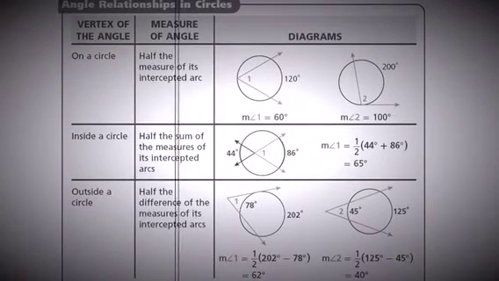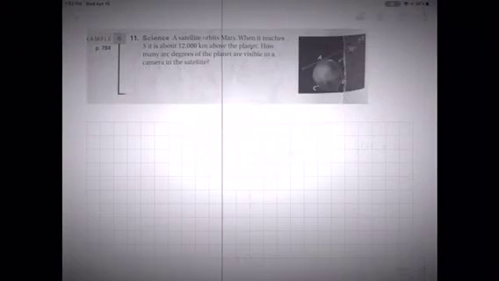So here's a summary chart of all we learned. It all based upon where that vertex is, right? And we're going to do our word problem now.